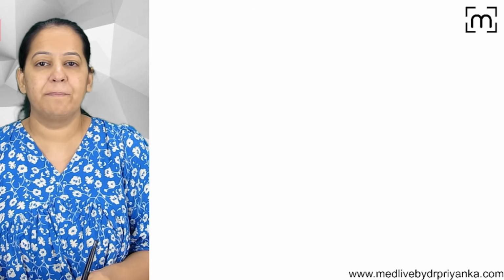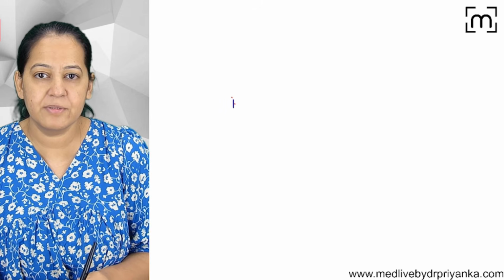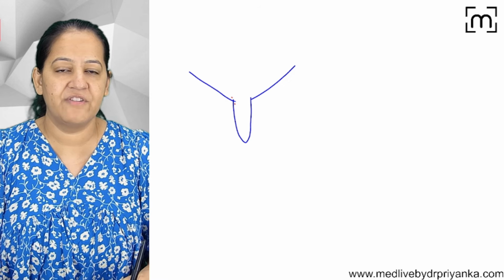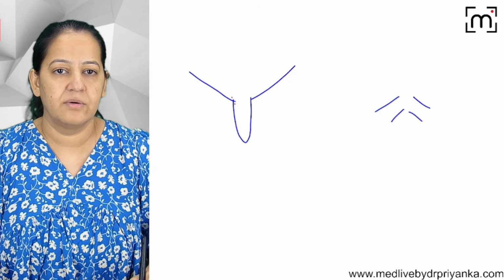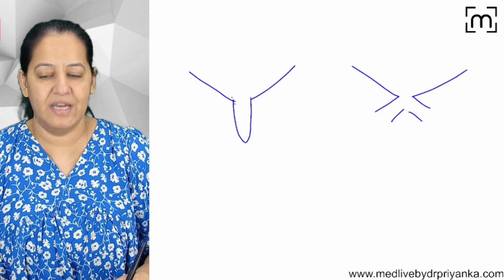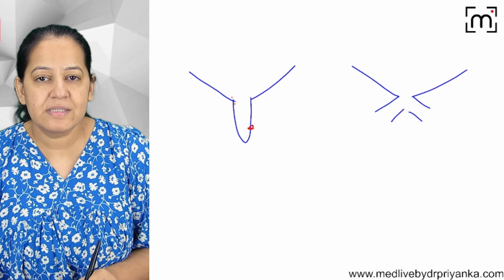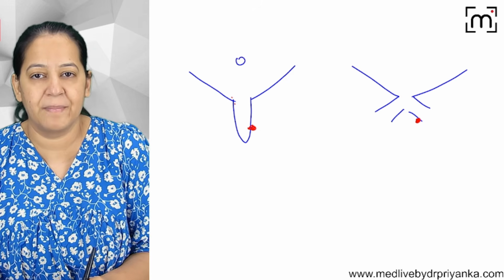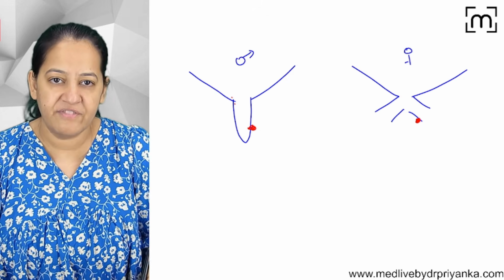Suppose there is a male patient. Let me draw the male genitalia over here. Suppose there is a male patient having a genital ulcer. And suppose there is a female patient having a genital ulcer on the labia majora or minora. So this is the genital ulcer. Here we are drawing in a male patient, and here we are drawing in a female patient.